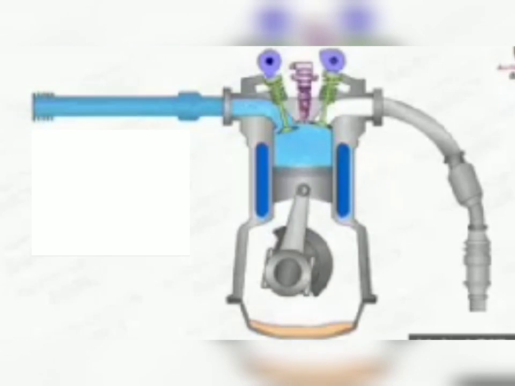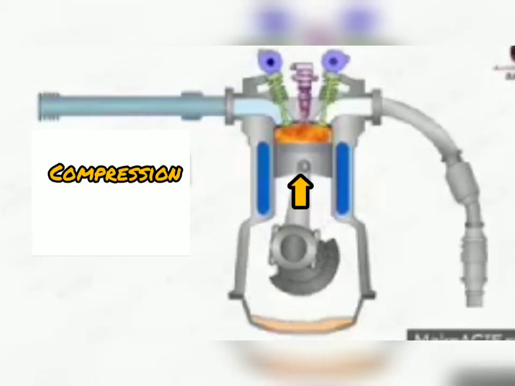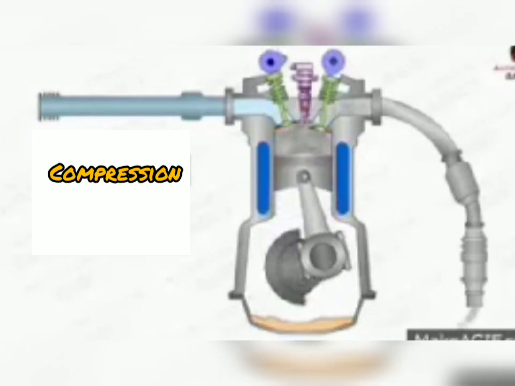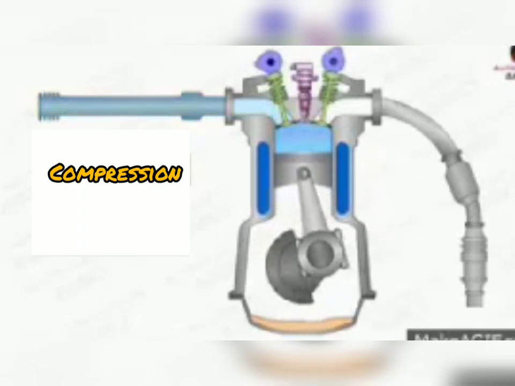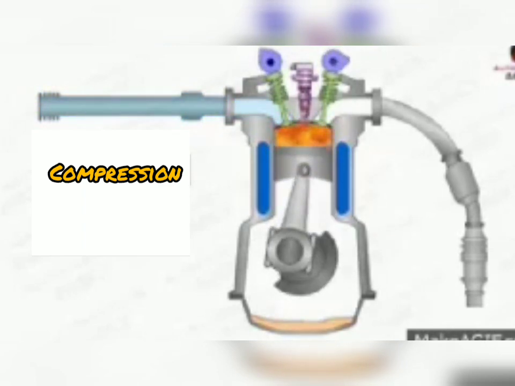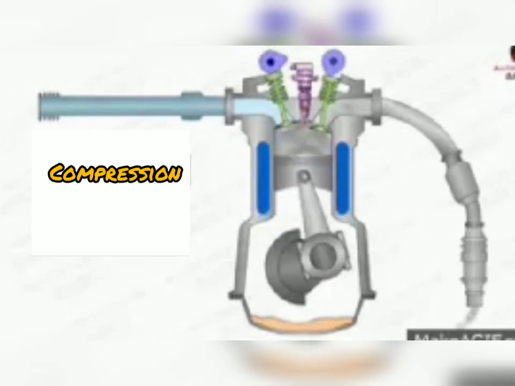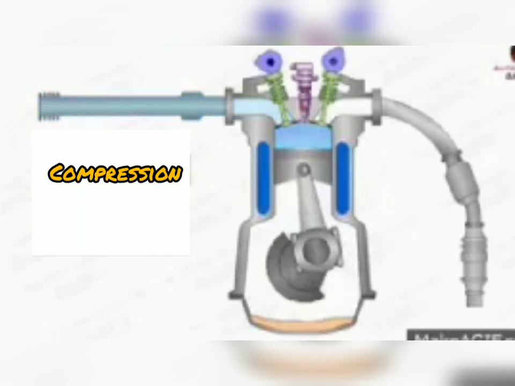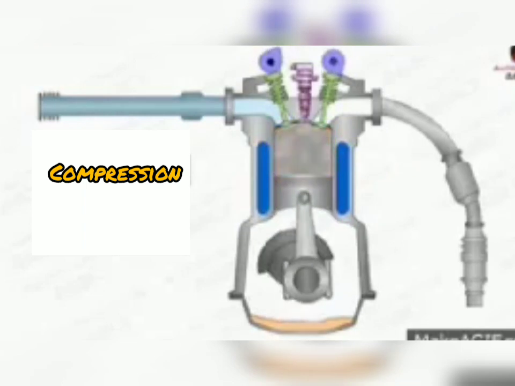And the next stroke is compression. The inlet valve is closed and the charge of air is being compressed by the piston as it moves up the cylinder. Because energy is being transferred to the air, its pressure and temperature increase by the time the piston is approaching the top of the cylinder. The pressure is over 100 bar and the temperature is over 500 degrees.